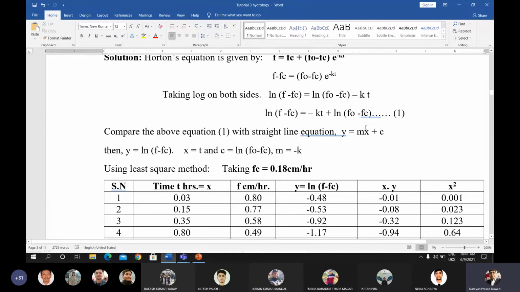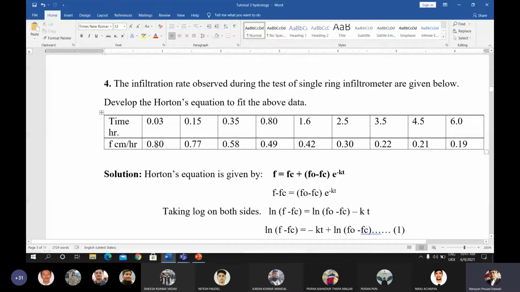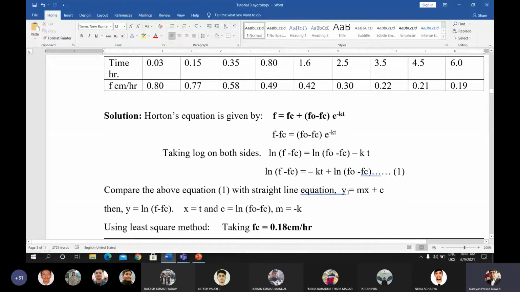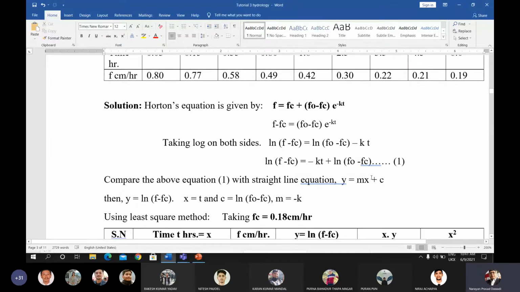x is t. c is equal to ln(f naught minus fc), the initial infiltration minus the constant rate of infiltration. y is equal to ln(f minus fc). The rate of infiltration is given here, and if you subtract the constant rate from the rate of infiltration and take the ln, then you will get the value of y. This is the equation.